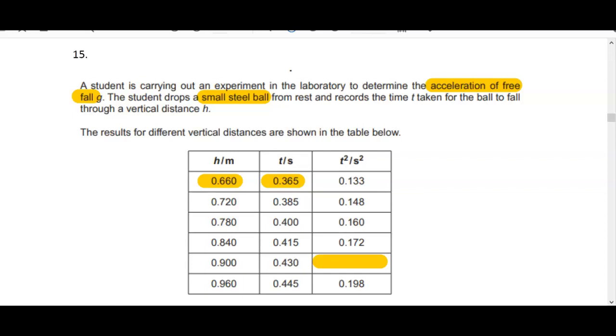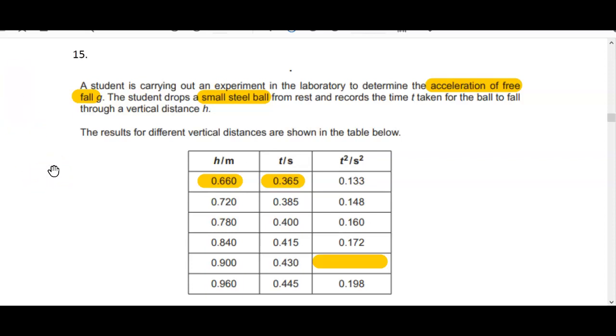Question 15 is about an experiment that we've done before in class. It's to do with determining the acceleration due to free fall. We're told in the beginning of the question that the student uses a small steel ball. So small is given because that indicates there'll be a small amount of drag because the area of the ball is small. And because it's steel, it'll be dense. So the weight of the ball will be large compared to the drag force. So effectively the drag force is insignificant in this experiment.